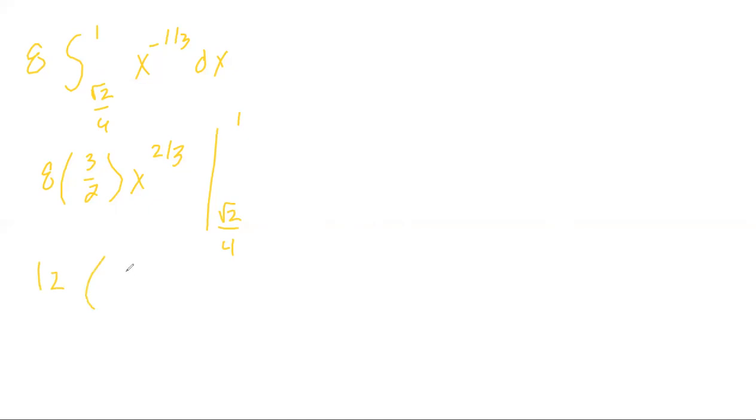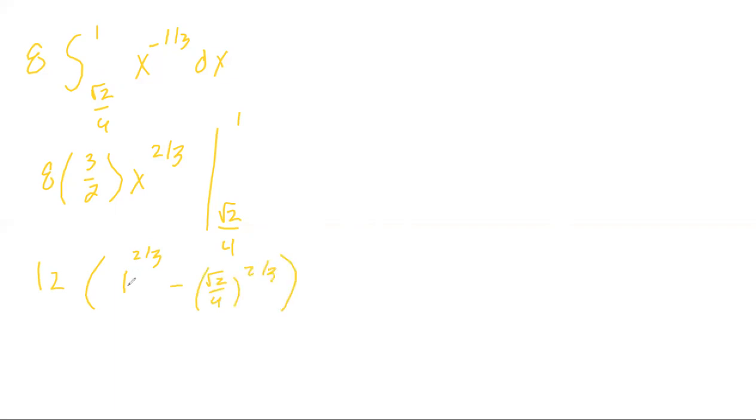So we have 8 integral from radical 2 over 4 to 1 of, really we have x to the negative 1/3 power dx. Adding 1, we're going to get 2/3. Dividing by 2/3, we have 3/2. So 8 times 3/2 x to the 2/3. And we're going to put on our upper bound, our lower bound. So the lower bound's radical 2 over 4, the upper bound 1. Here we get 4 times 3, which is 12, times 1 to the 2/3 power minus radical 2 over 4 to the 2/3 power.